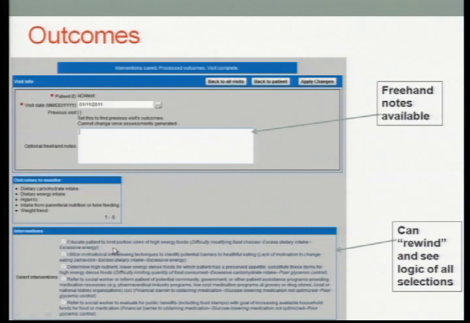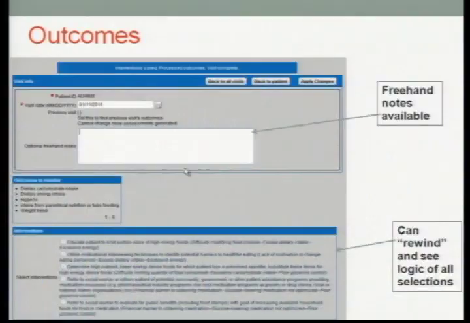Then you have the outcomes that will come up the next month that will automatically be rolled into your assessments so that you can monitor over time the effectiveness of your interventions. We have a section here which is the notes section. So if you want to say, oh, patient stated they didn't have much of an appetite, but they were very excited about their diet, or something like that, you can write freehand notes to yourself in this as well. And so that's very important. And as I said, you can always rewind to see the logic of your choices and to change your choices.